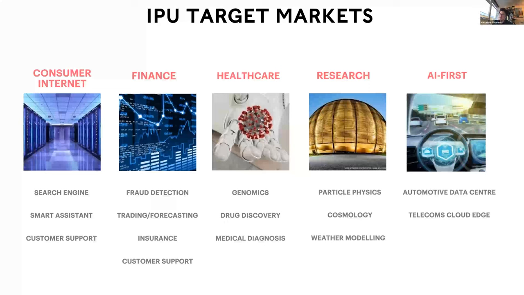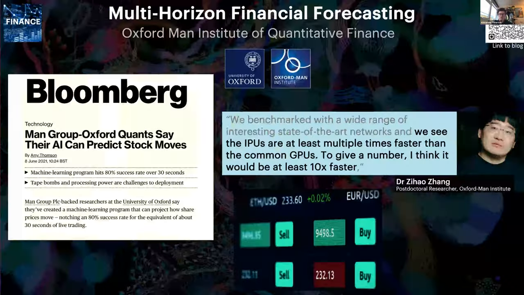And then finally, towards the very end there, we have this AI-first area, where these are areas much like autonomous driving, where these things just couldn't really exist without being very much AI centric and really heavily focused on that. Okay, so a few quick examples here.